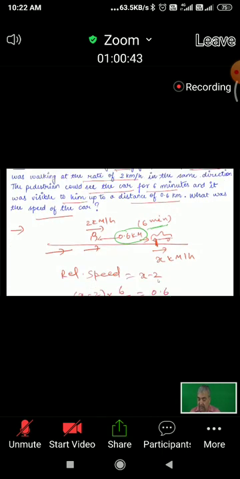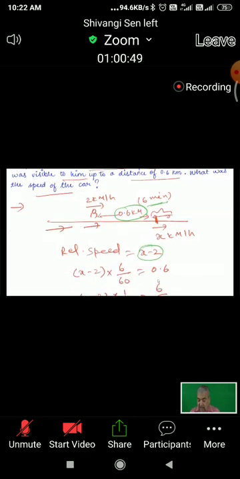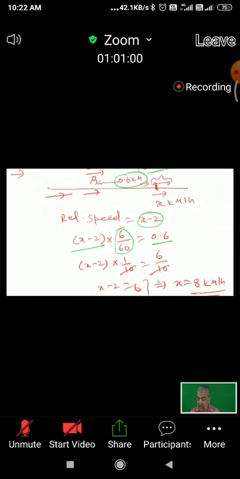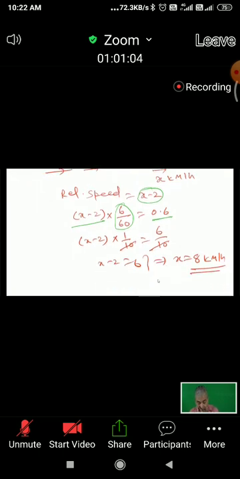So relative speed will be the difference of the speeds because both are moving in the same direction. That is x minus 2. So here I have written (x minus 2) into 6 minutes, that is in hours 6 by 60, equal to distance 0.6 kilometer. Solve this. 6 by 60 means 1 by 10, 0.6 means 6 by 10. 10 and 10 will cancel each other. So x minus 2 equal to 6, that is x equal to 8 kilometer per hour.